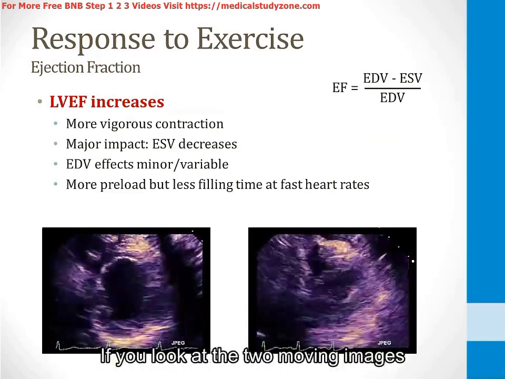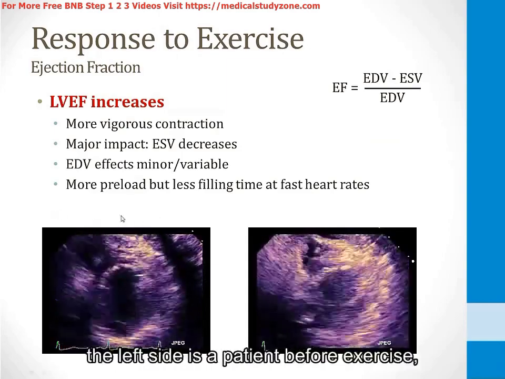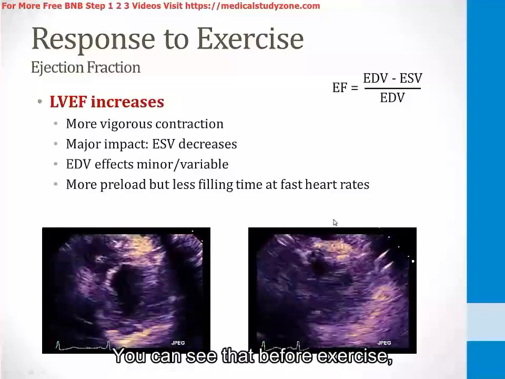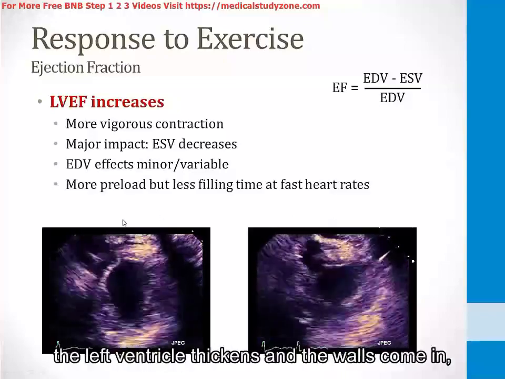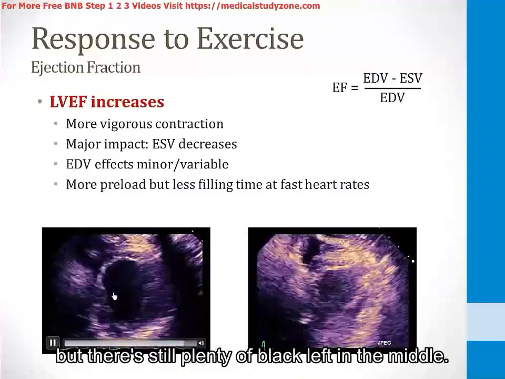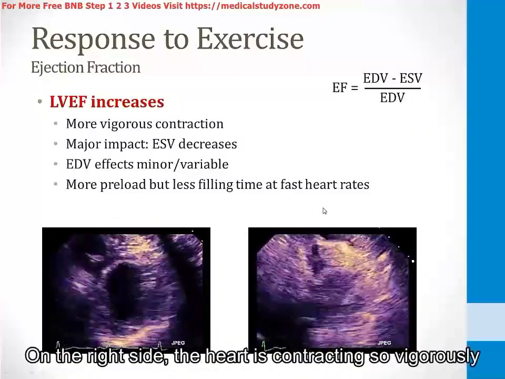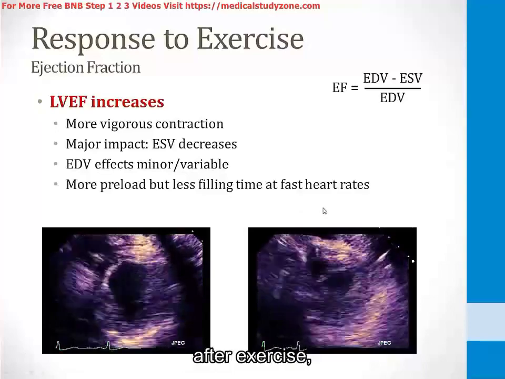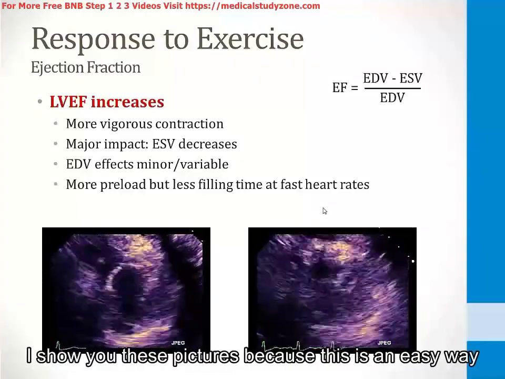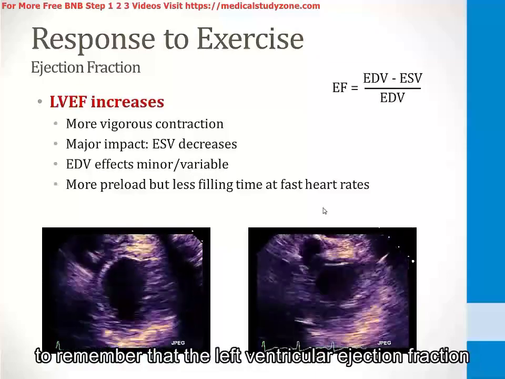If you look at the two moving images on the bottom of the screen, the left side is a patient before exercise, the right side is after exercise. You can see that before exercise, the left ventricle thickens and the walls come in, but there's still plenty of black left in the middle. On the right side, the heart is contracting so vigorously after exercise that almost all the black in the middle is eliminated. I show you these pictures because it's an easy way to remember that the left ventricular ejection fraction goes up with exercise.